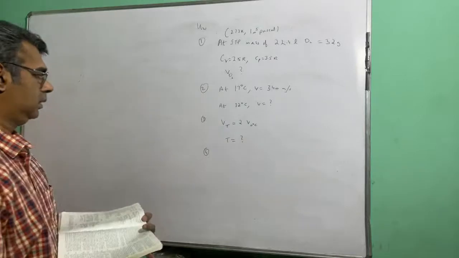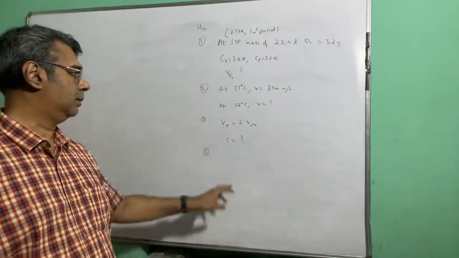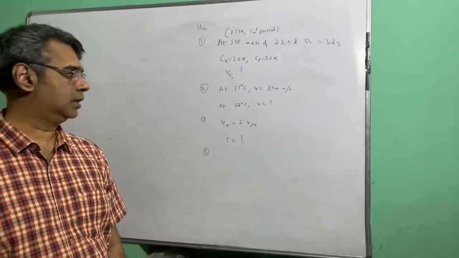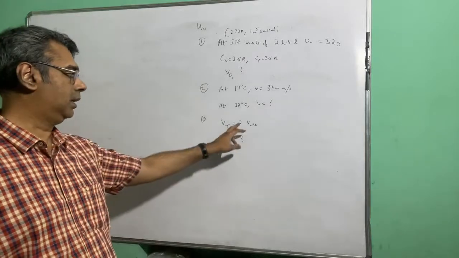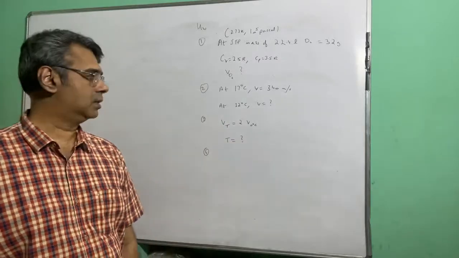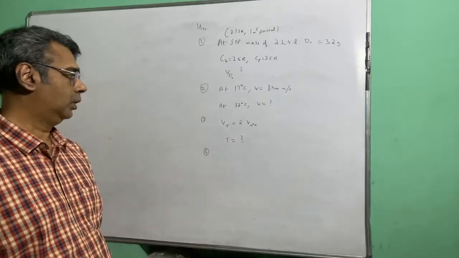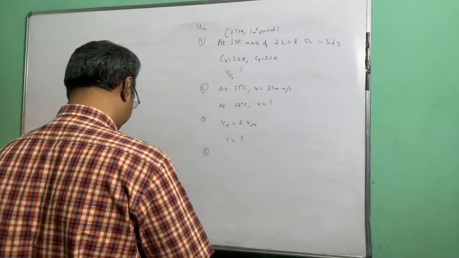Okay, question number 3. At a certain temperature T, the speed of sound is coming double of what it is at 0 degrees Celsius. The question is, what is the temperature T? You have to find the temperature T.